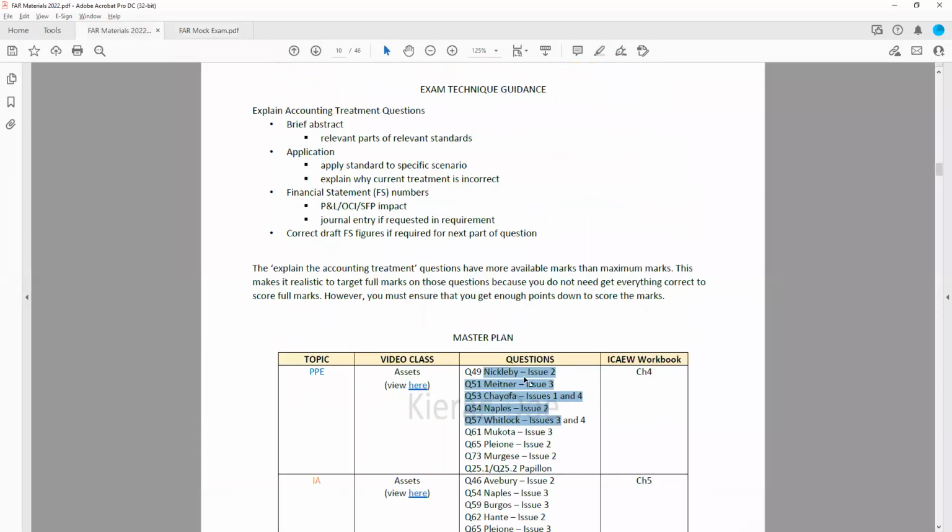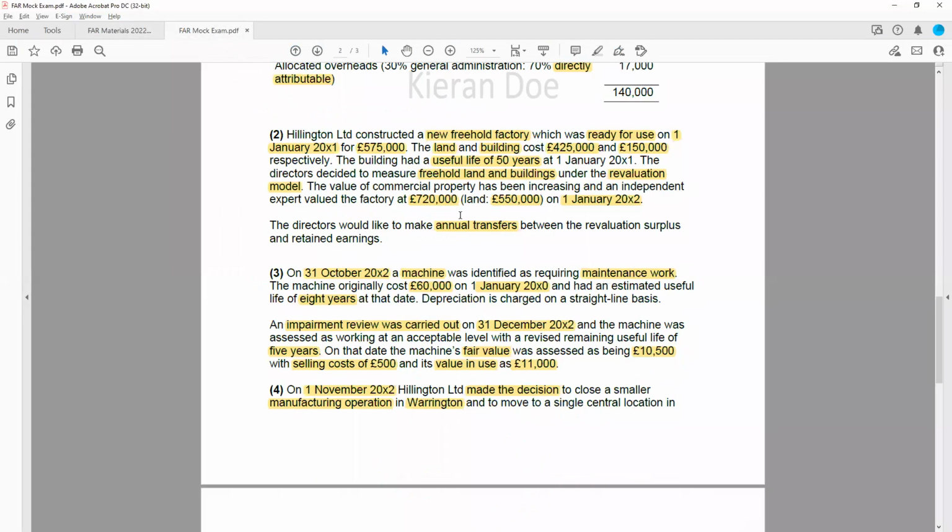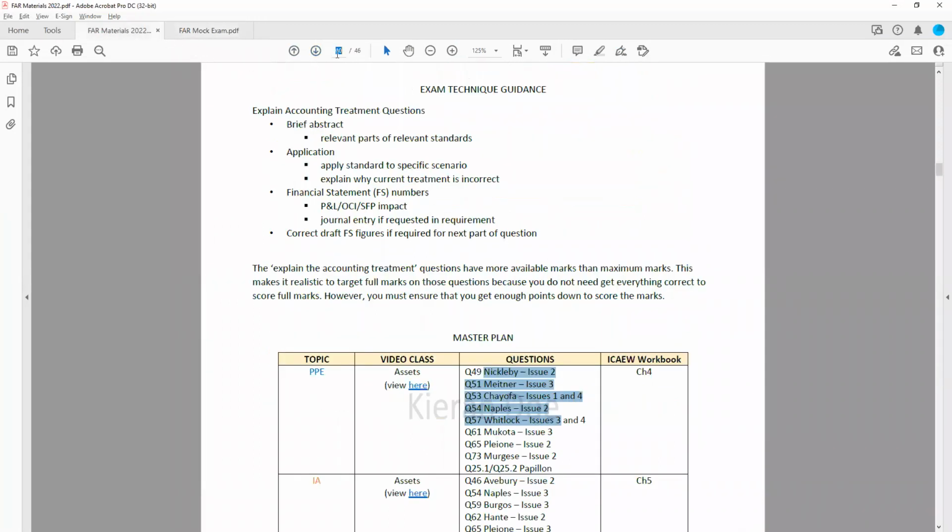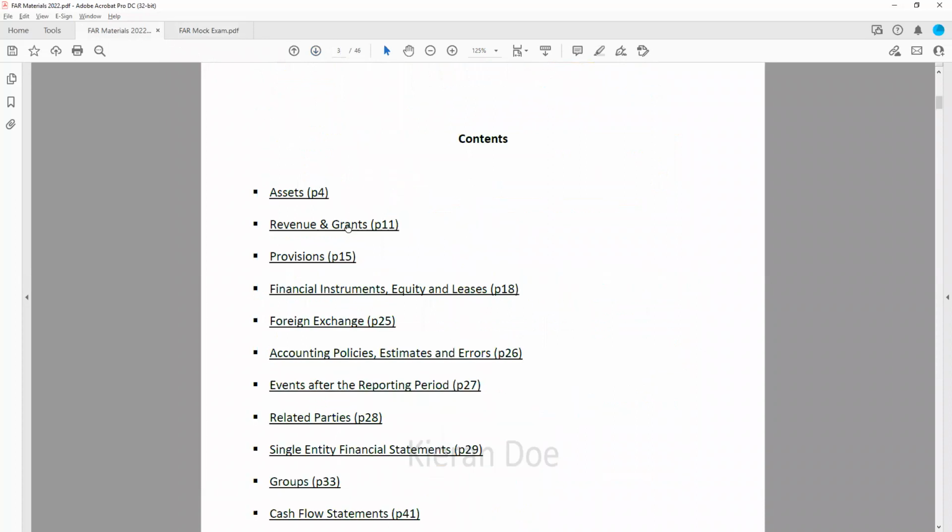So you can go through and do a few questions, and if you think, well, I'm getting full marks on all these assets questions, you think, great, I've mastered assets, and then you can move on to the next topic. Then you can start to move on to revenue, and then you can move on to provisions, just one at a time. So revenue, watch the video.